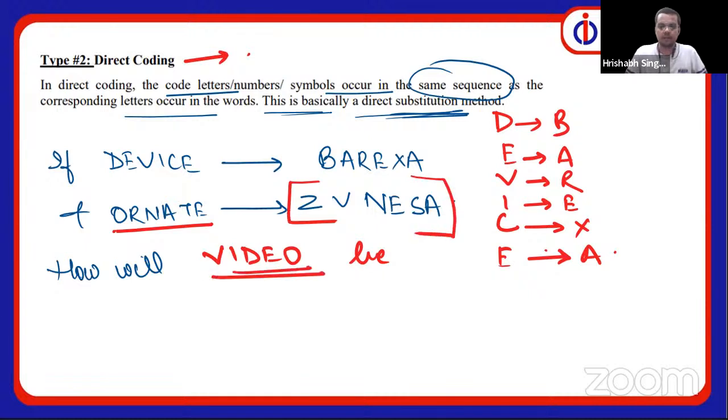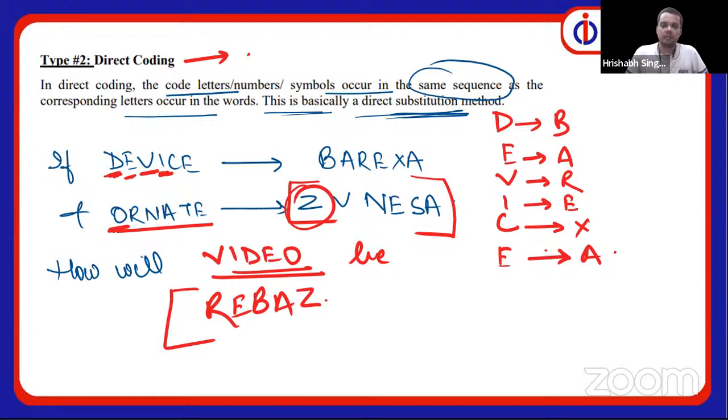So for VIDEO, what we have to find out? We have to find V, I, D, E, and O. What we know is V is R, I is E, D is B, E is A, and O is Z. So VIDEO will be coded as REBAZ. Okay, I hope you are getting this.